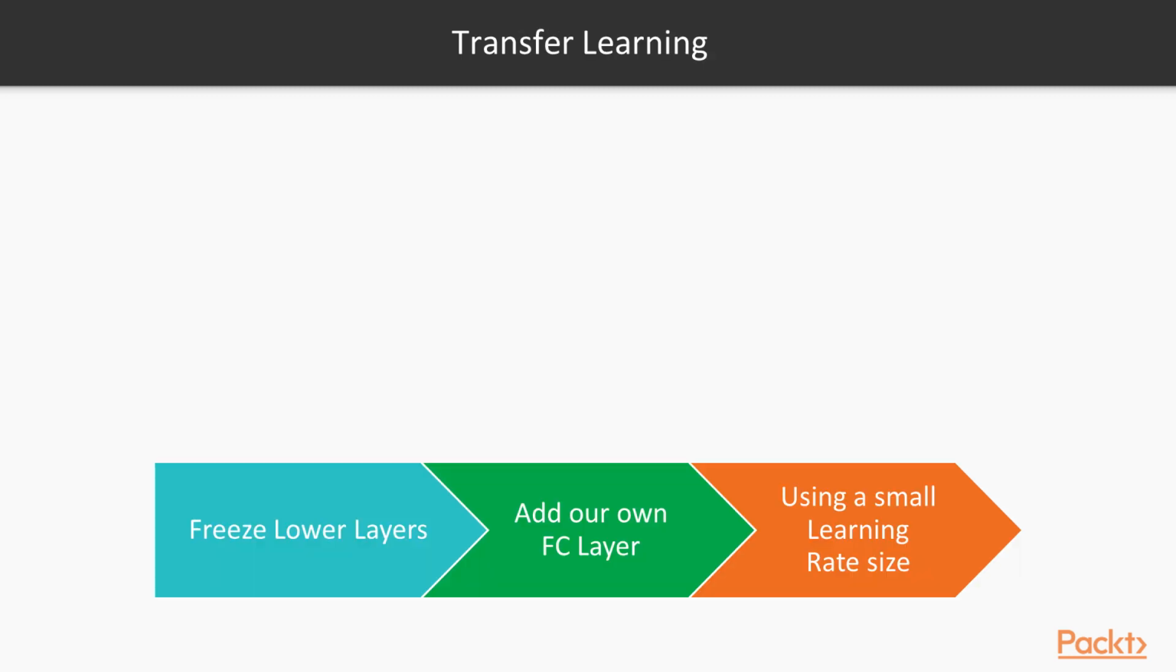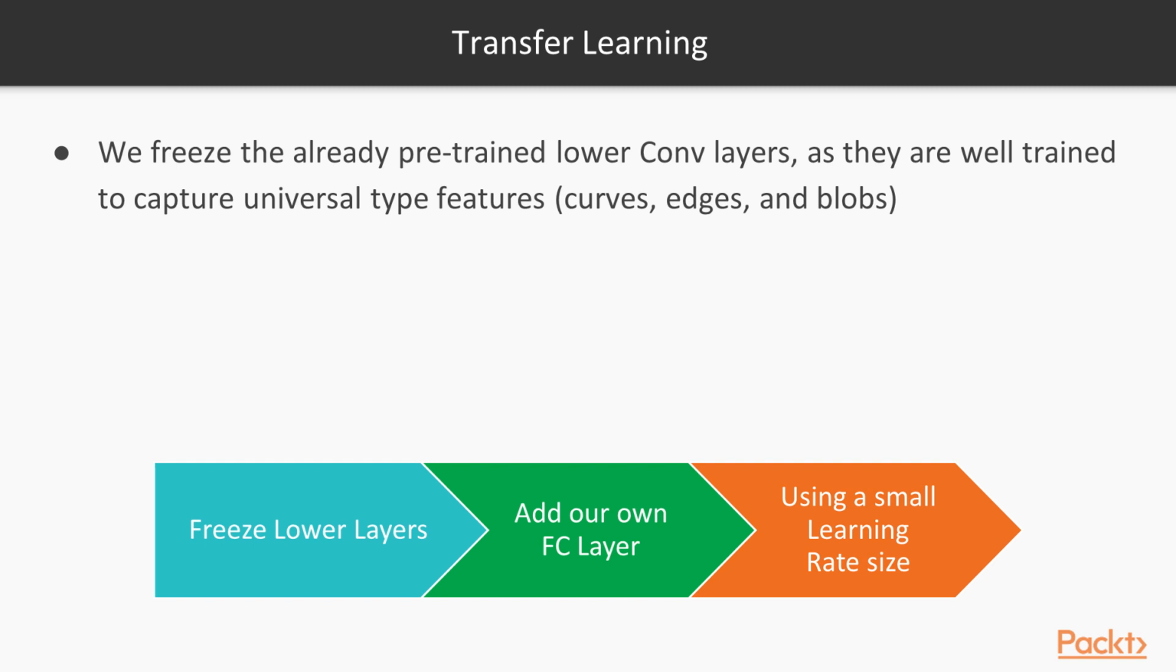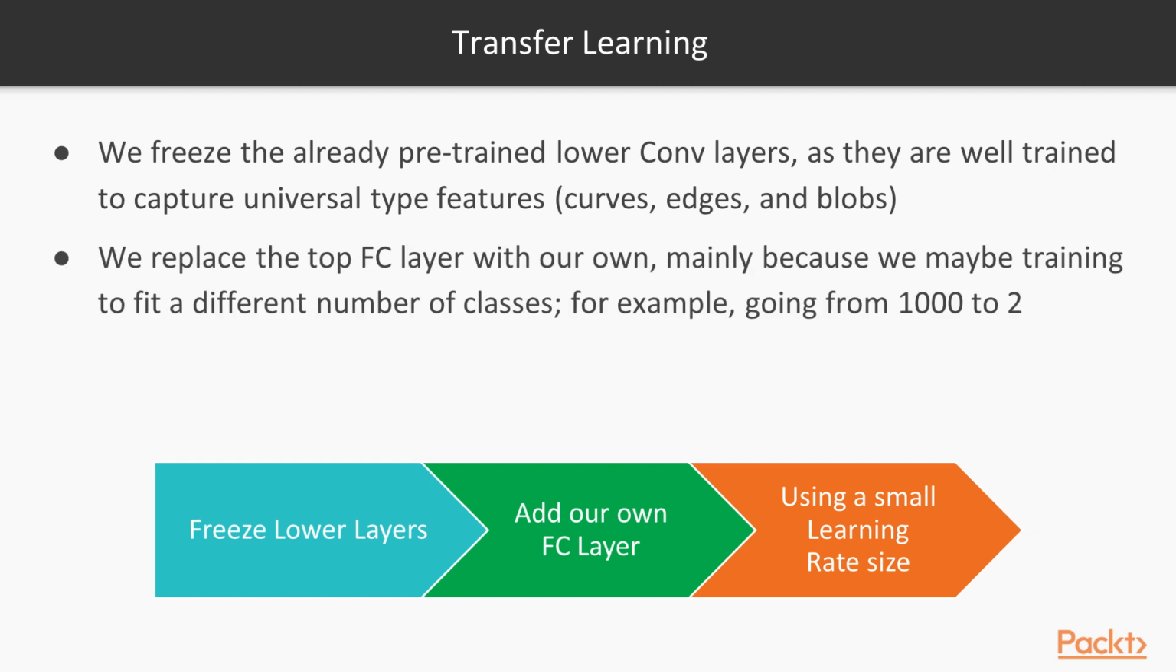So just to reiterate, transfer learning is where you freeze the pre-trained lower convolutional layers that are well-trained and capture universal features such as edges, blobs, curves, maybe even more complex patterns. And we replace the top FC layer of those pre-trained networks with your own, mainly because you want to train to fit a different number of classes. So in this case, you're going from 1,000 classes to, say, a simple binary problem, like a cats versus dogs image dataset.